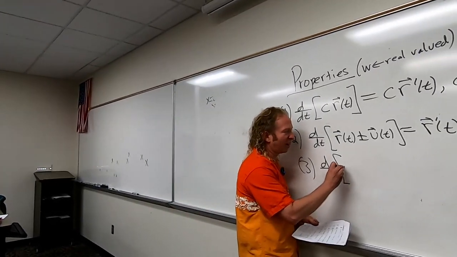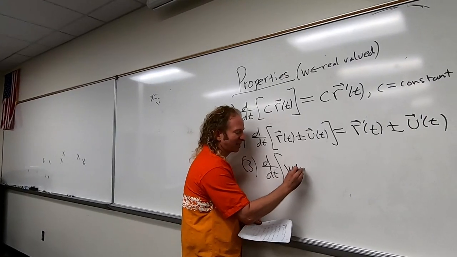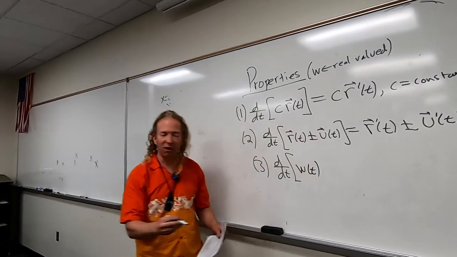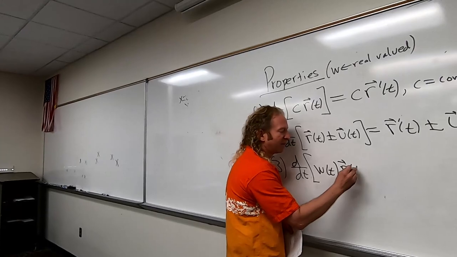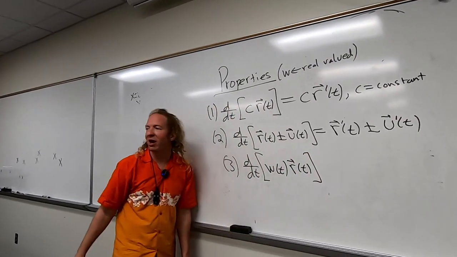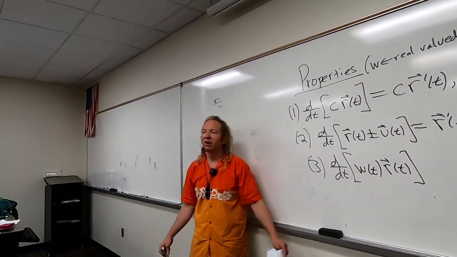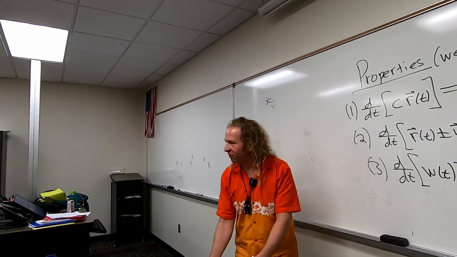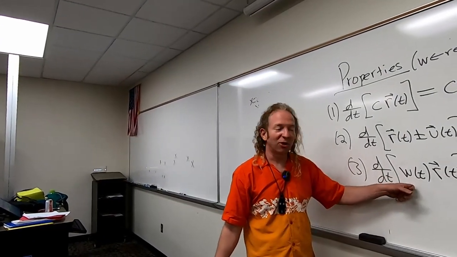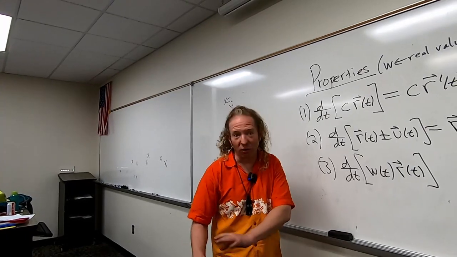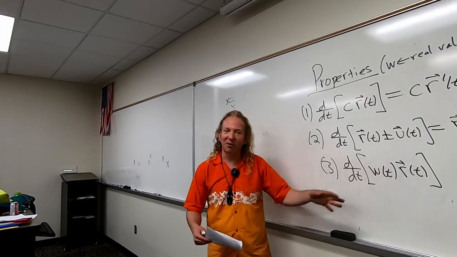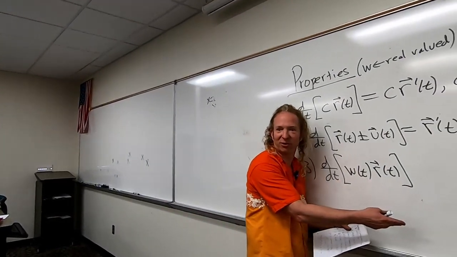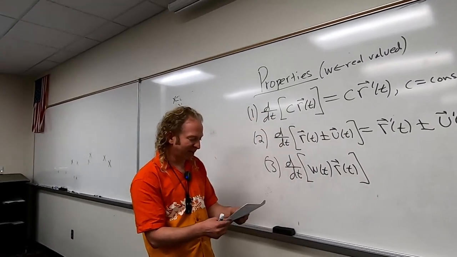So if you have w of t times r of t. Why is there no arrow on w? Because it's a real valued function. So there's a product rule. Don't use it, okay? It's not worth it, but I'll write it down. It's easier if you just multiply and take the derivative in the homework. And we'll do an example today.